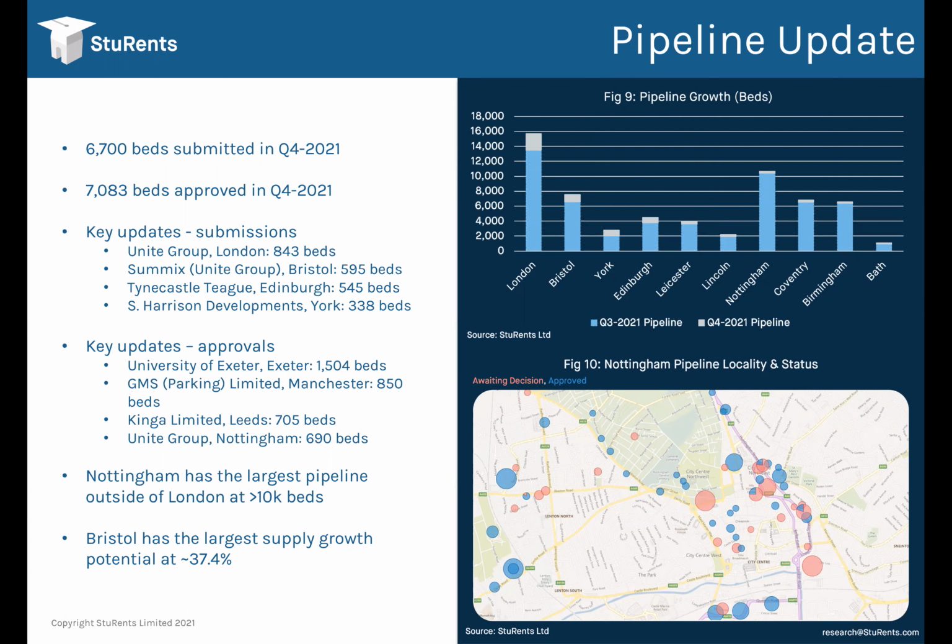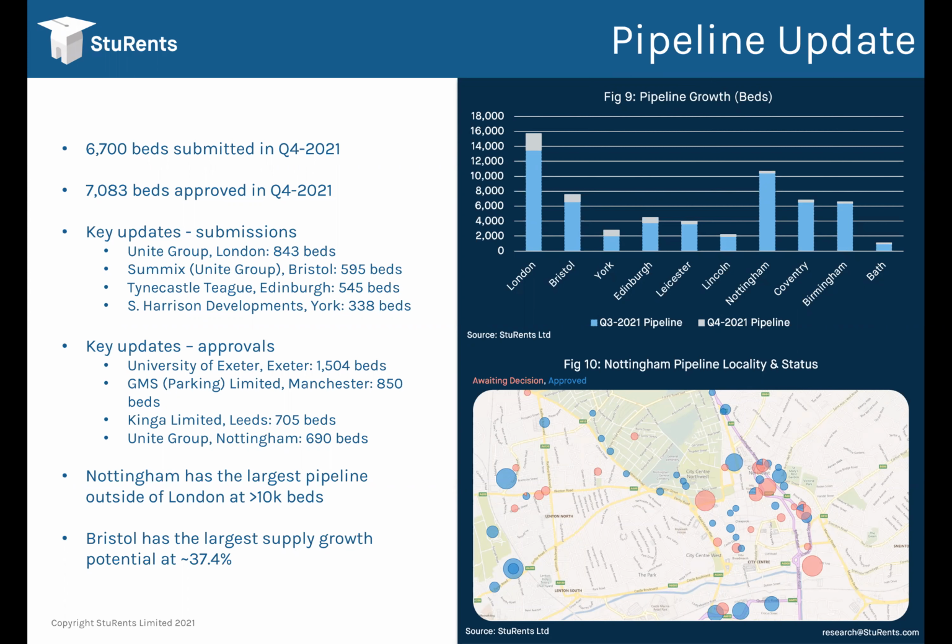In terms of beds approved, by far the largest application that received planning permission in the last quarter was one that was put forward by the University of Exeter. So that's over 1,500 new beds. It's worth noting that project will actually result in the demolition of some existing stock. So that university is essentially upgrading their accommodation. In Manchester, we obviously saw 850 beds approved. So that's a scheme that is located in Great Marlborough Street, and that's actually on the existing car park.